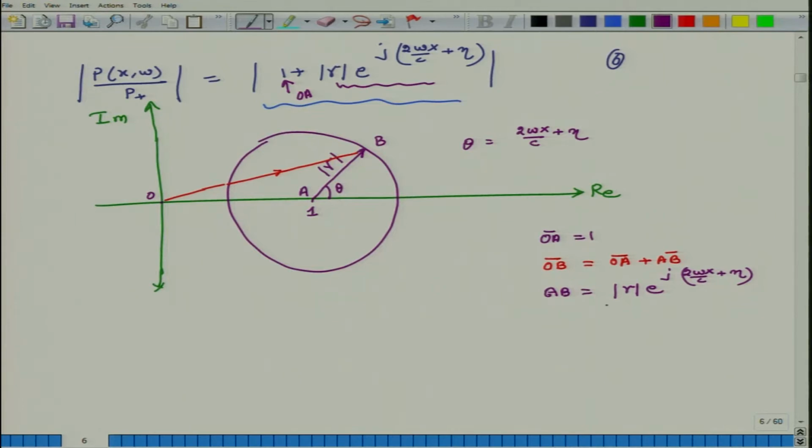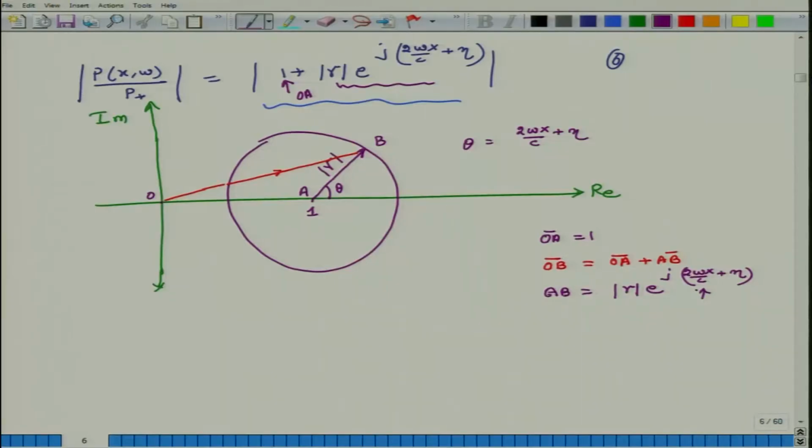Now, what will be the maximum value of AB? As x changes, because x is the position of the microphone in the tube, as I am moving in the tube, x is changing. So, this angle is changing as my microphone position changes in the tube, and if the tube is very long, this term will fluctuate between plus 1 and minus 1.